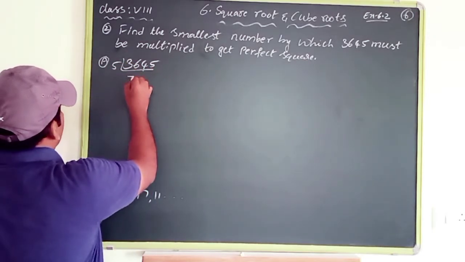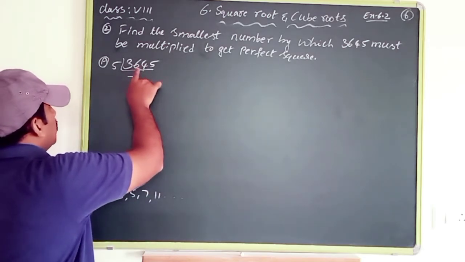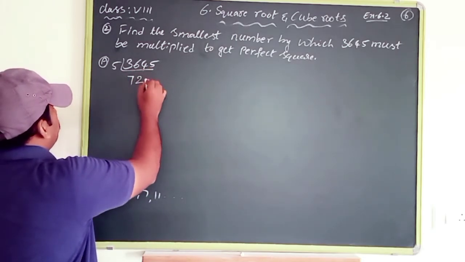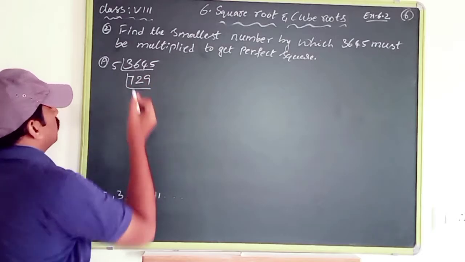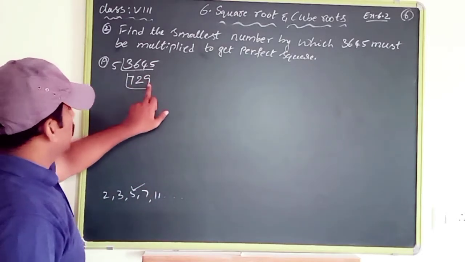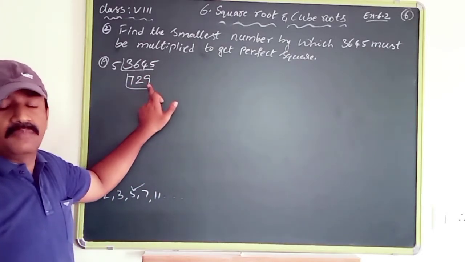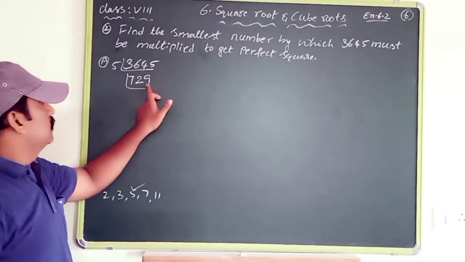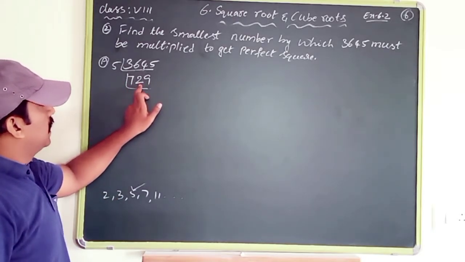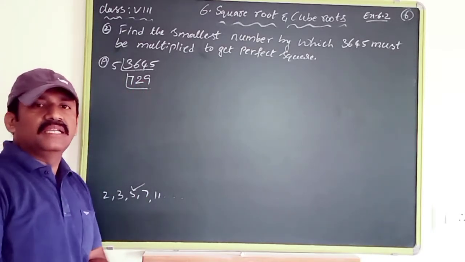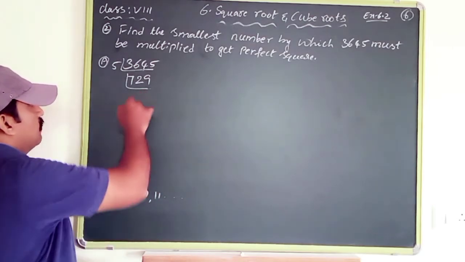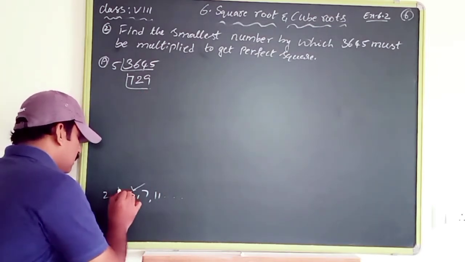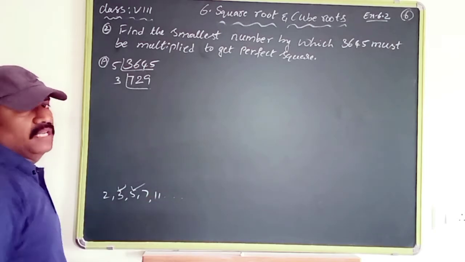5 7s are 35, carry 3, 5 4s are 20 plus 3 is 23... so we get 729. The last digit is not even, so we can't divide by 2. Just add the digits: 7 plus 2 is 9, 9 plus 9 is 18. 18 is a multiple of 3, so this number is divisible by 3. 3 is a prime number, so I'm going to take 3 here.